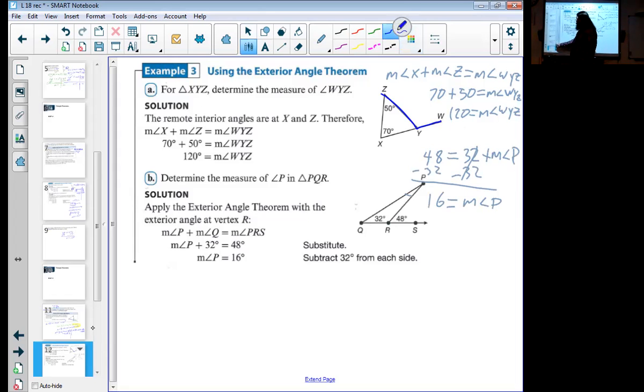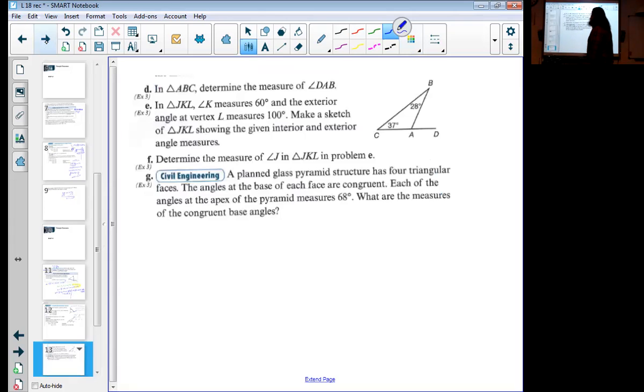Now let's go to the next slide. Wow, there's a lot of these. All right, so in triangle ABC, determine the measure of DAB. So we're looking for DAB. How's that angle right there?